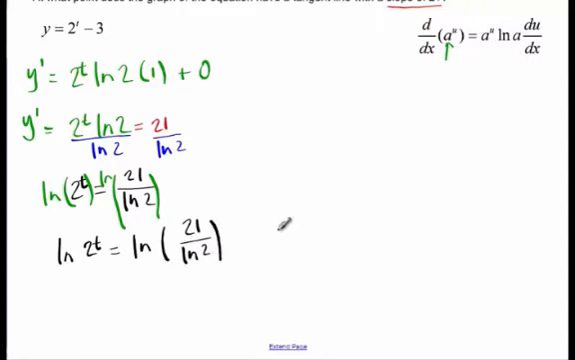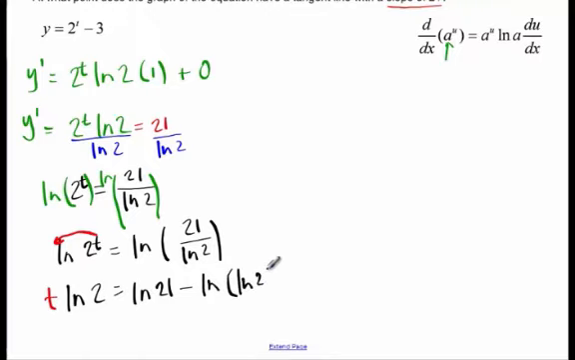Don't panic, it's all okay. Well, inside a natural log, you may or may not remember, but that t can come out front. And so when it does, what we end up with is t times the natural log of 2 is equal to, and remember, if you've got numbers inside, they can subtract. So this would be natural log of 21 minus the natural log of the natural log of 2.